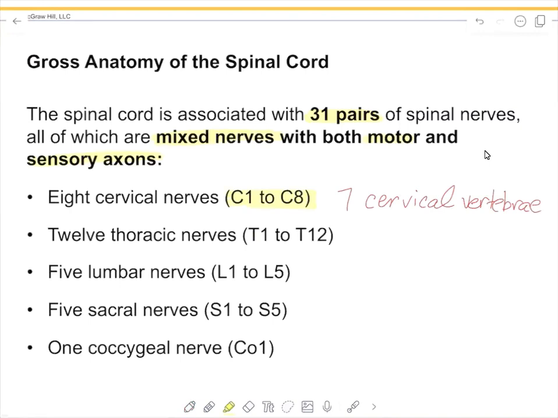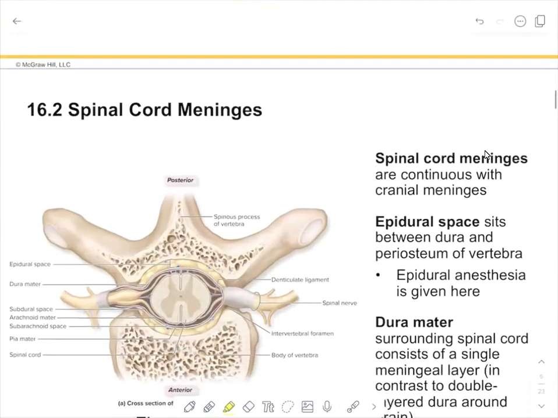So there are 12 thoracic nerves. Remember, there's 12 thoracic vertebrae. There's 5 lumbar nerves. There's also 5 lumbar vertebrae. There's 5 sacral nerves, and there are also 5 fused sacral vertebrae, which forms one sacrum bone. And then there is one coccygeal nerve. So you had to learn the names for the 12 cranial nerves, but there are not specific names for the 31 pairs of spinal nerves.